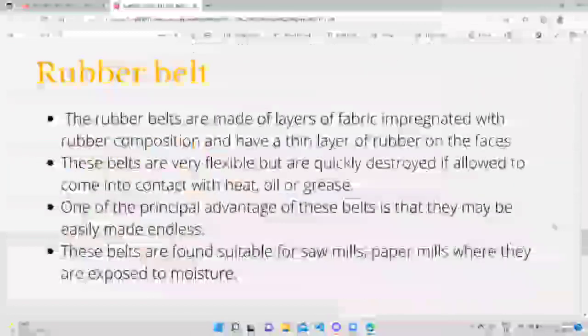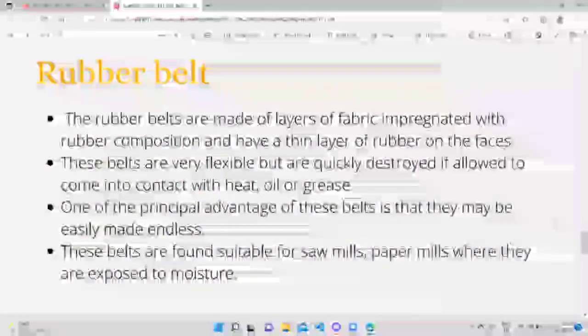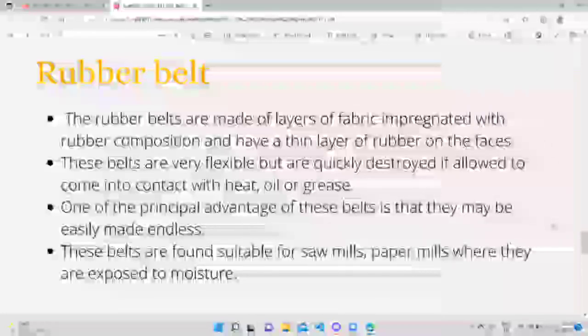Next comes the rubber belt. Rubber belts are made of layers of fabric. The fabric which we use in cotton belts is also used here. Now we impregnate the fabrics with a rubber composition, and this composition leaves a thin layer of rubber over the fabric. These belts are very flexible as we add rubber to it.